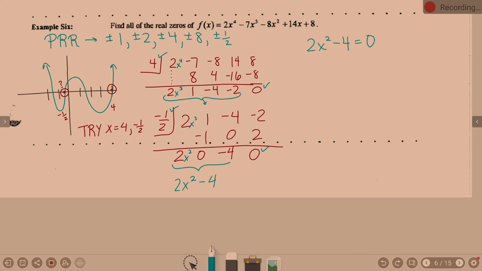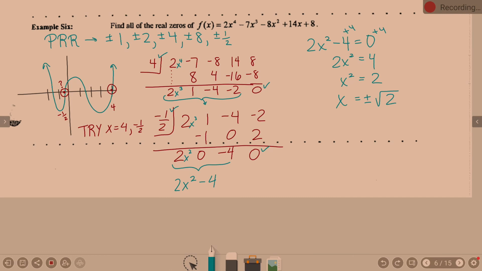But if we add 4, 2x squared equals 4, x squared equals 2, and then what? Oh, x equals the square root of 2. X equals what? The square root of 2, plus or minus, the negative square root of 2. Remember, when you take a square root in an equation setting, it's plus or minus, right?